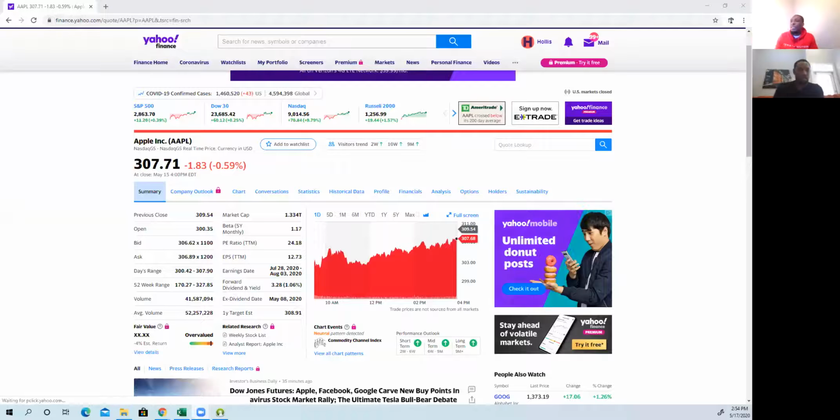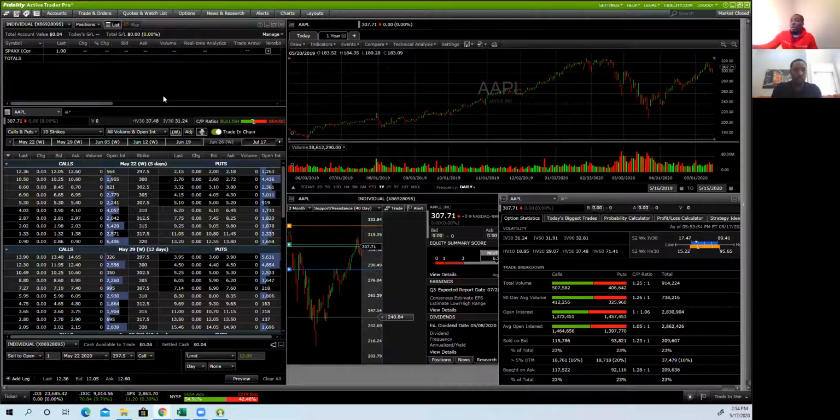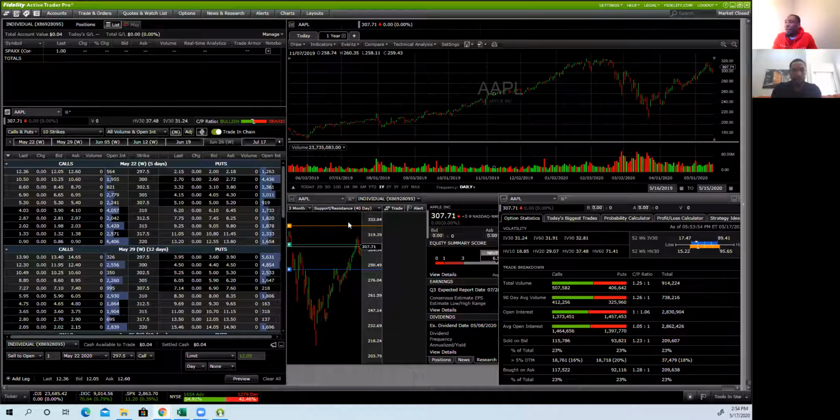So let's break it down. I'm going to share my screen here. So like I said, we have Apple and the price is $307.71. Now what we're going to do is go into Active Trader Pro. So Rich, could you give people just a quick rundown of what's going on in Active Trader Pro here? Obviously, everybody doesn't have to trade in Active Trader Pro, but we want to encourage people to do so just so they can get more of the technical aspects of it all.